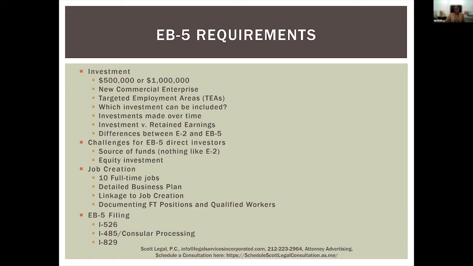The EB-5 is very, very strict with respect to where the money comes from, and it has to come from the individual. E2 allows you to do all sorts of things. You can invest through a company. Your parents could send the money from their bank account to the E2 entity. All sorts of things you can do with an E2, but unfortunately, EB-5, they are very, very particular. The money has to be your personal funds.